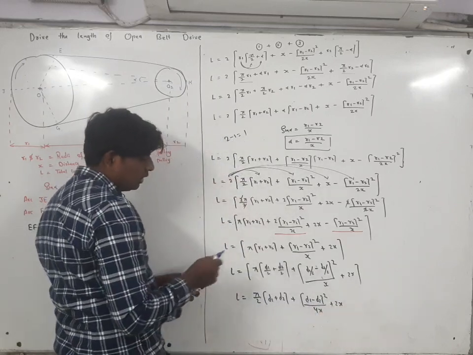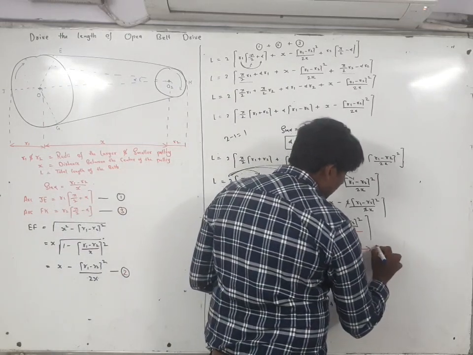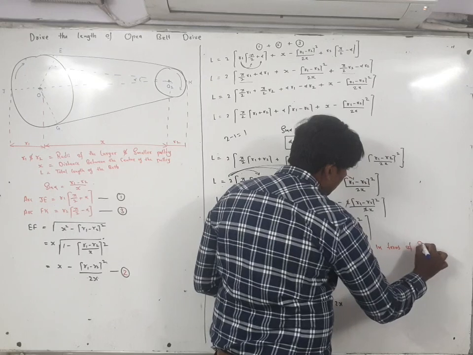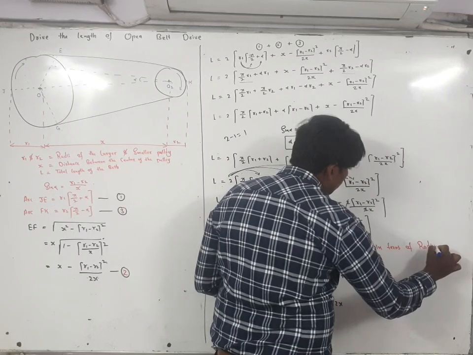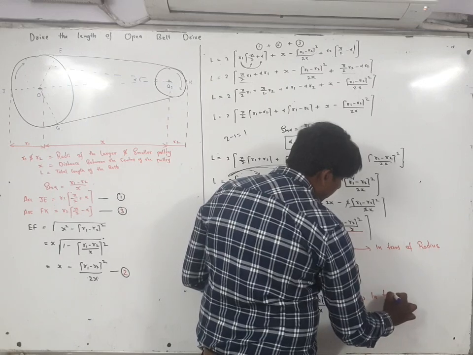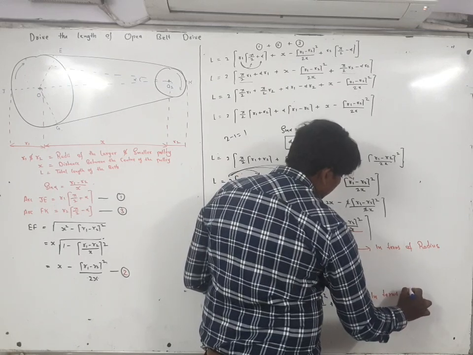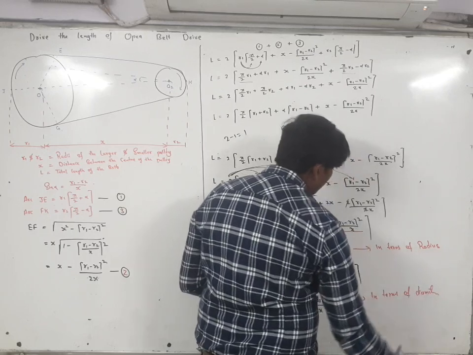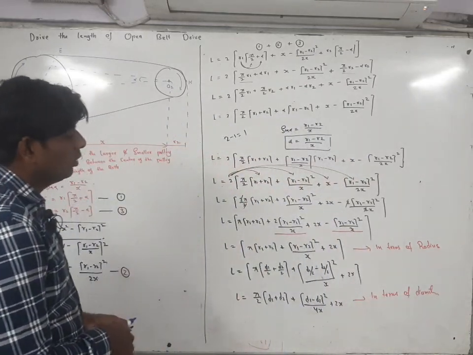Now, this one in terms of radius, and this one in terms of diameter, for the length of the open belt drive and the length of the cross belt drive.